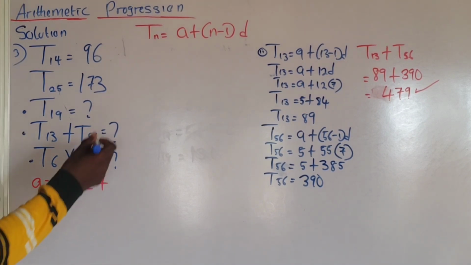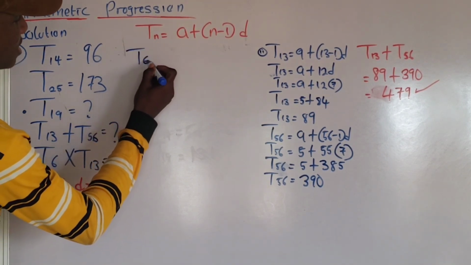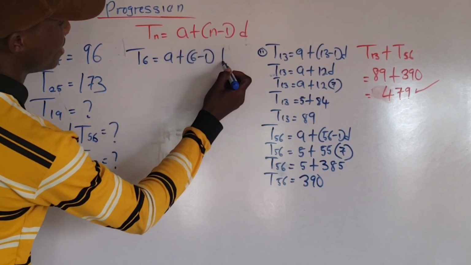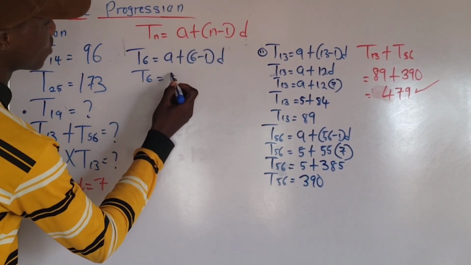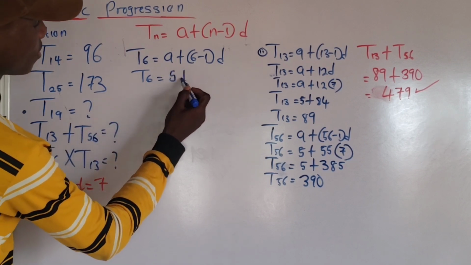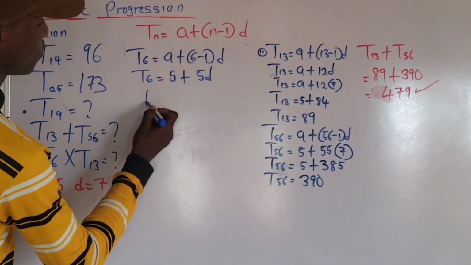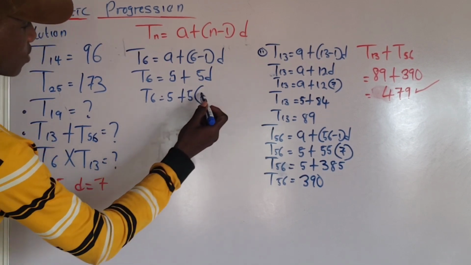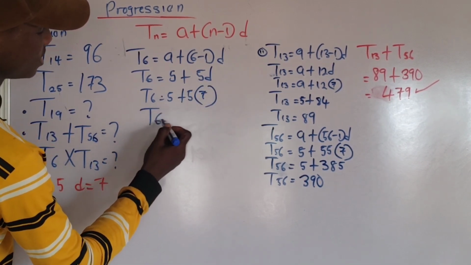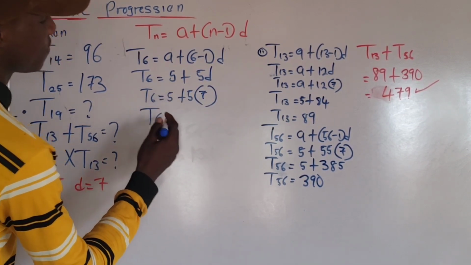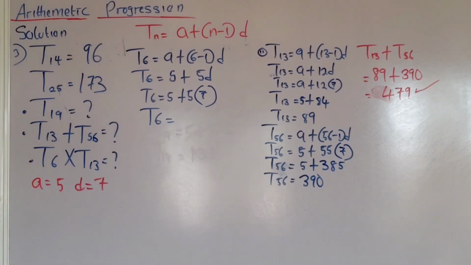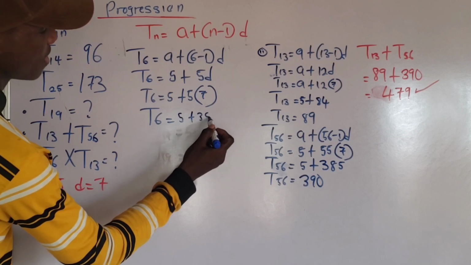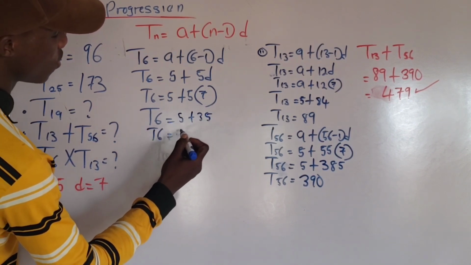Now, the 6th term is equal to a plus 6 minus 1 multiplied by d. So the 6th term is equal to a, which is 5, plus 5d. So the 6th term is equal to 5 plus 5 multiplied by d. d is 7, so I'm going to multiply by 7. So the 6th term is equal to 5 times 7 is 35. 35 plus 5 is 40. So the 6th term is equal to 40.